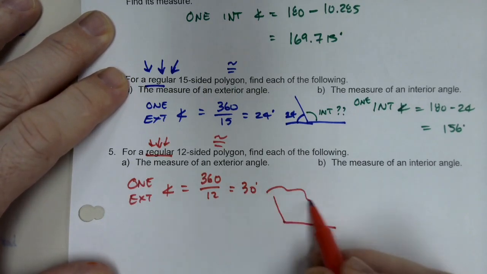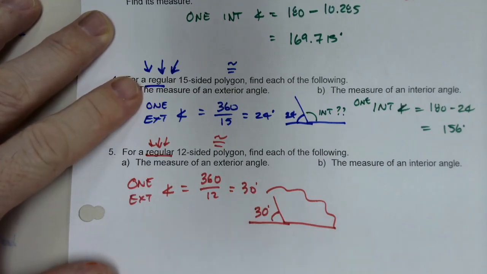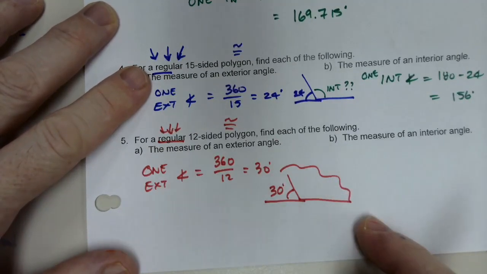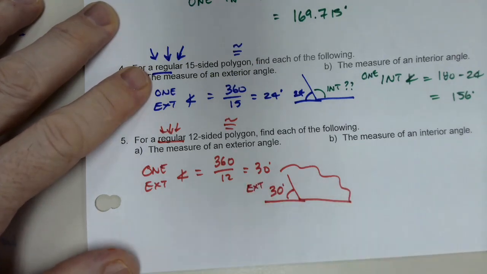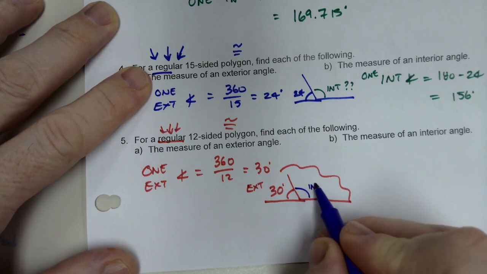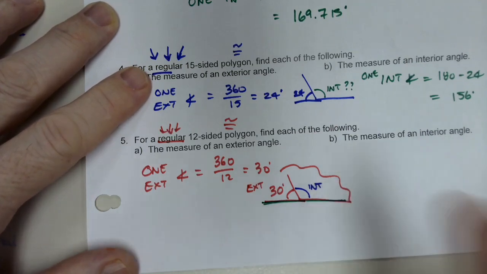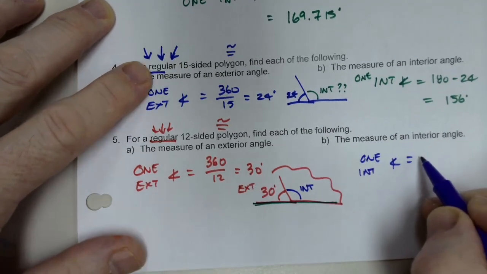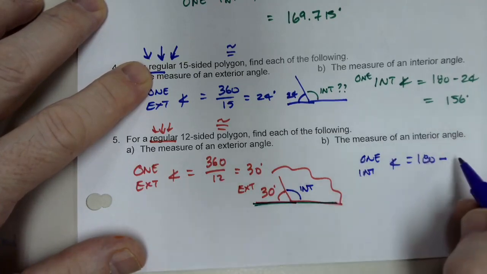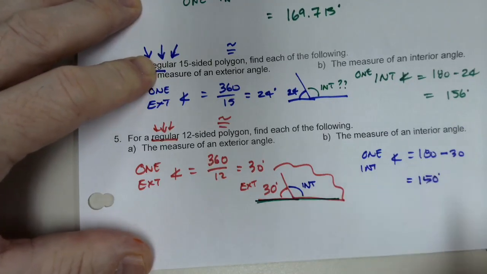That is, again, if I tore off the edge, this exterior angle here is going to be 30 degrees. If I tore off another edge, it would still be 30 degrees. Those are the measure of all of the exterior angles. And each one of the interior angles then, because they are a linear pair, they form this straight line, just one of the interior angles will be 180 minus the 30, or a 150 degree angle.